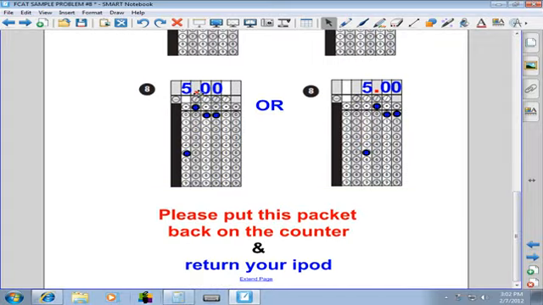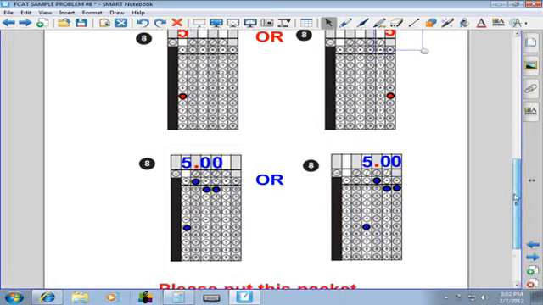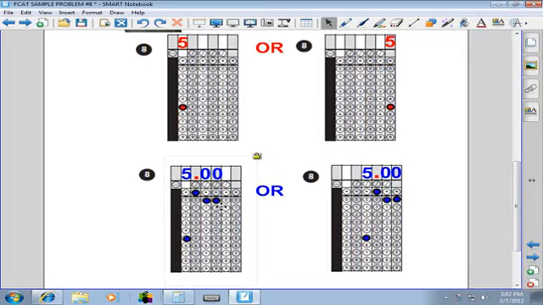You could put 5.00 or all the way to the right-hand side, 5.00, making sure that you bubble in the 5, the decimal, and the 2 zeros. They are equivalent, but this way and this way are more work.